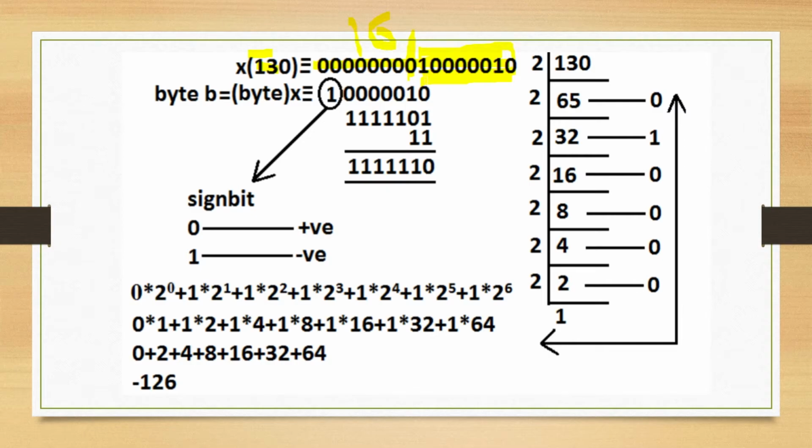So what will happen is, when this is taken in, these 8 bits will be taken for byte. Since this one is the sign bit, the most significant bit, 0 indicates a positive value and 1 indicates a negative value. Since this is 1, it is considered a negative value, and since it is negative, it takes the 2's complement.